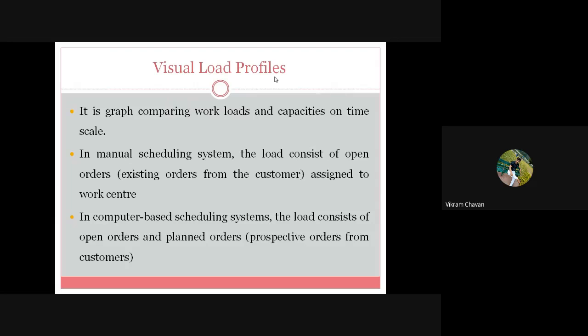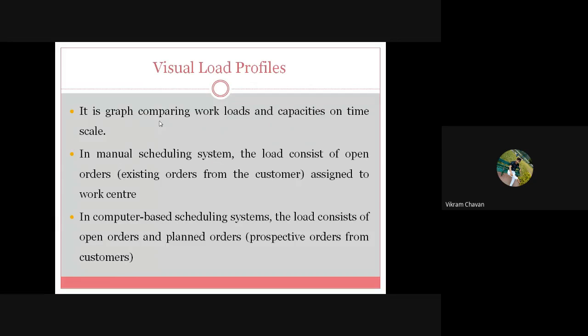So in a visual load profile, a graph is plotted which compares the load and capacities on a time scale. As usual, the time scale is the most important factor. So the graph is plotted for loads and capacities: for a particular time period, how much capacity that particular machine has and how much load is assigned to the particular workstation.